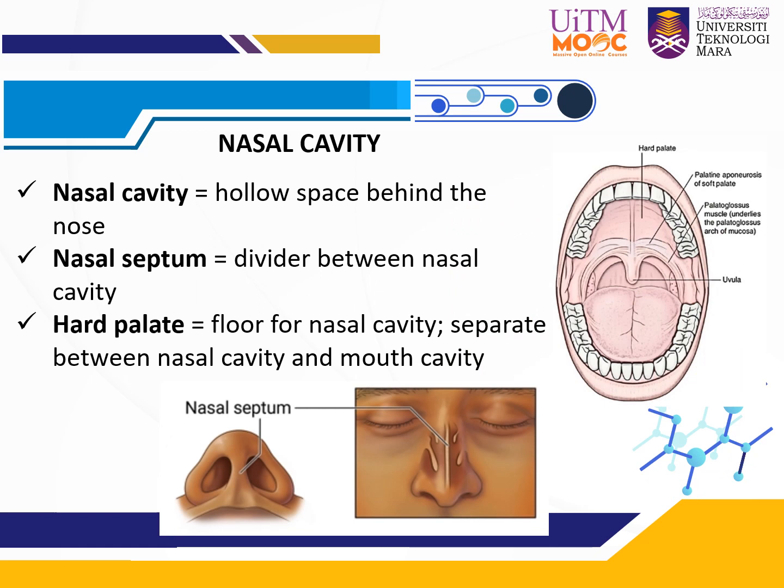Nasal cavity. The nasal cavity is the hollow space behind the nose. And then we have the nasal septum, the bottom part of the photo. You can see the septum is the one that divides the nasal cavity and also the nostrils. And we have the hard palate, the floor of the nasal cavity, which is found in your mouth, at the top of the mouth, and this separates your nose and your mouth cavity.